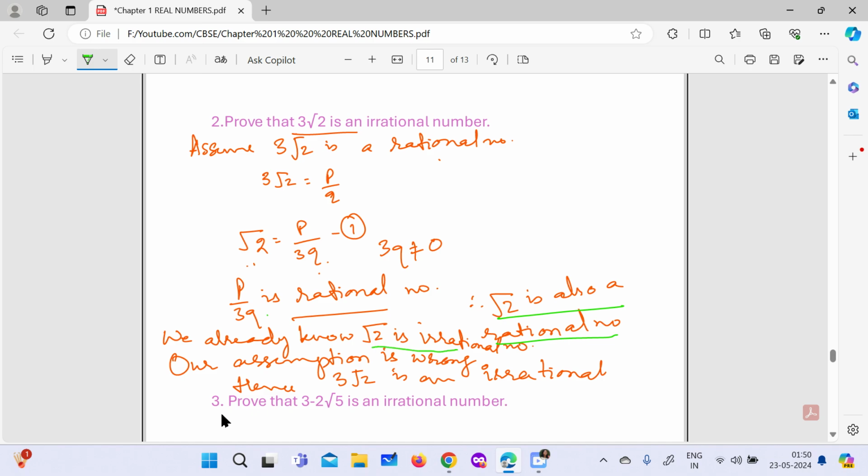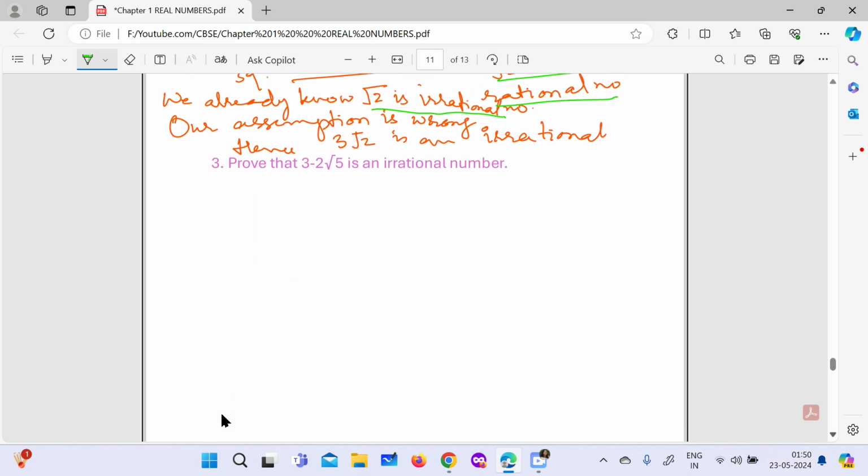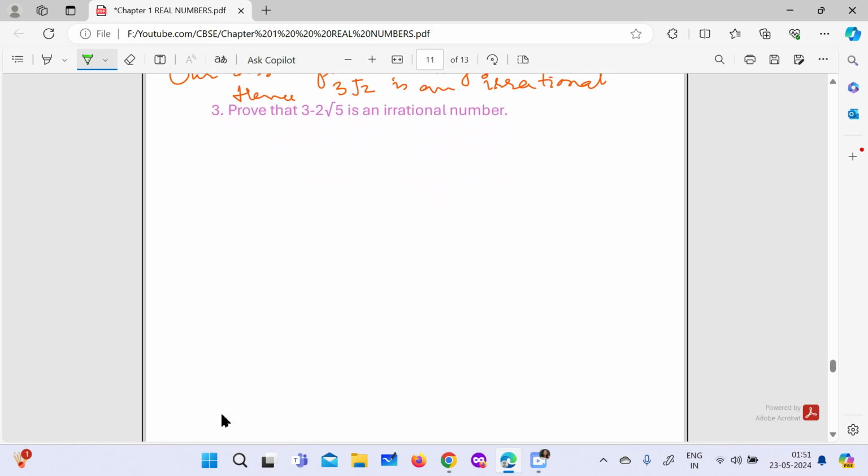Root 2 is an irrational number. Hence, our assumption is wrong. Hence, 3 root 2 is an irrational number. I hope this is easy to understand. Now, let's see this question.